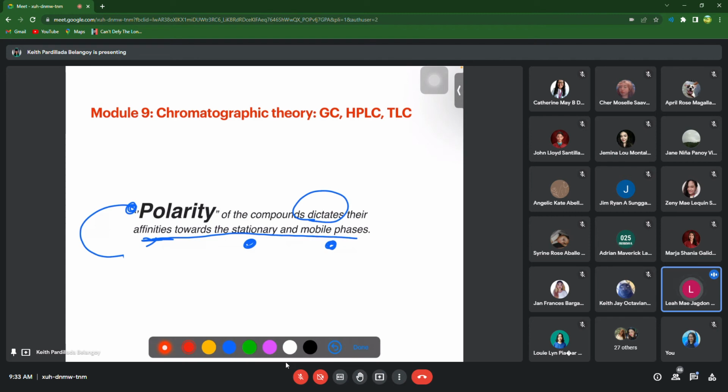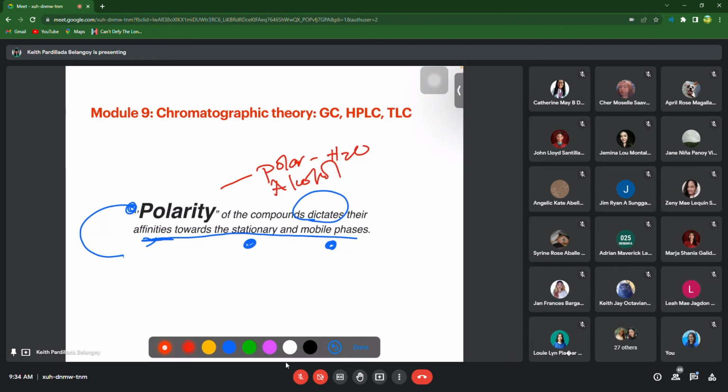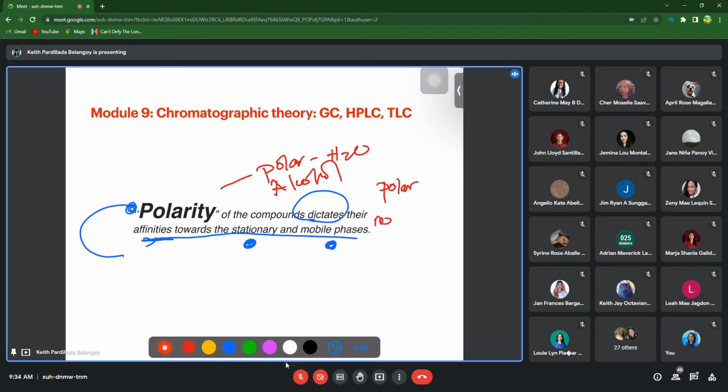Hinumduman ako, miss, kay water. Okay, so your water is polar. Actually, in between siya, no, your alcohol is also polar. And kani siya, you have many parts, no? You have polar, non-polar, and less polar.